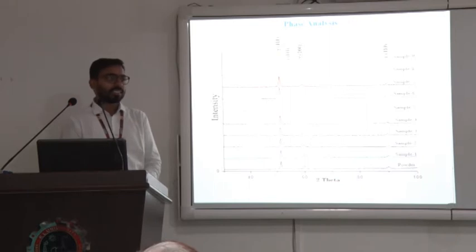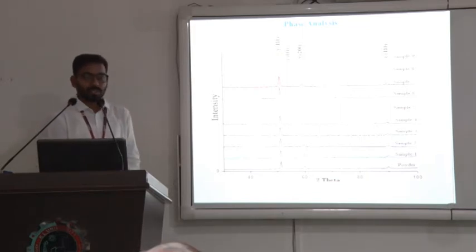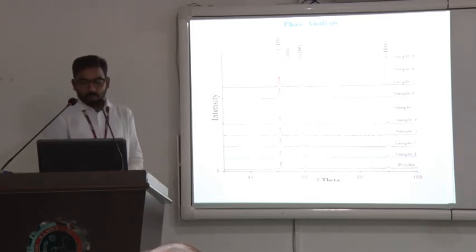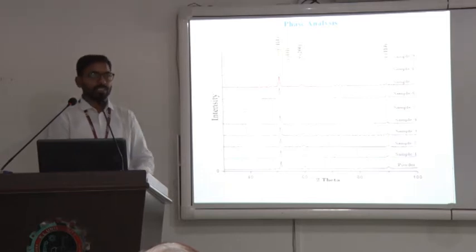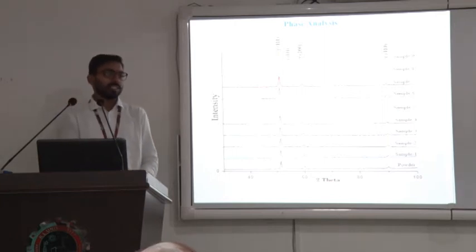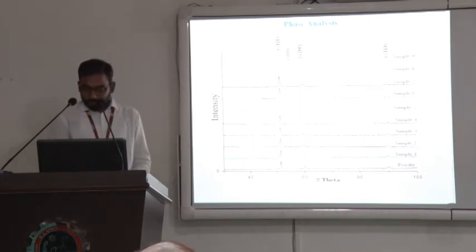Next, phase analysis is carried out with the XRD diffractometer, where we can see the as-received powder, in which different phases are observed. We can see that the powder has similar phases as the deposited samples 1 to 9. There are no significant new phases formed after LENS deposition. The samples have the same phases as in the powder.